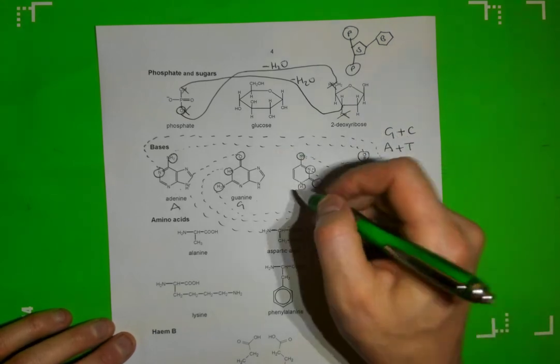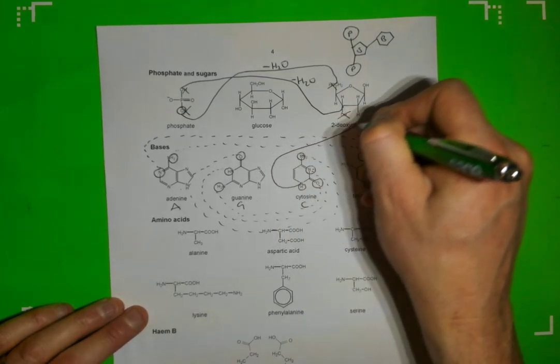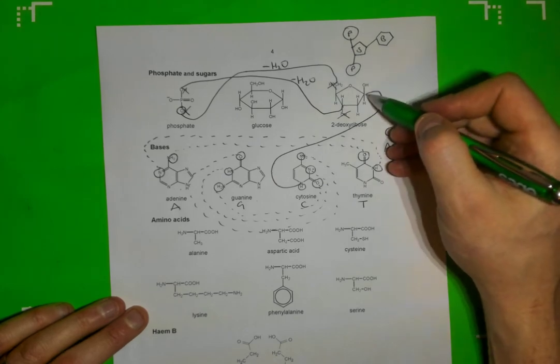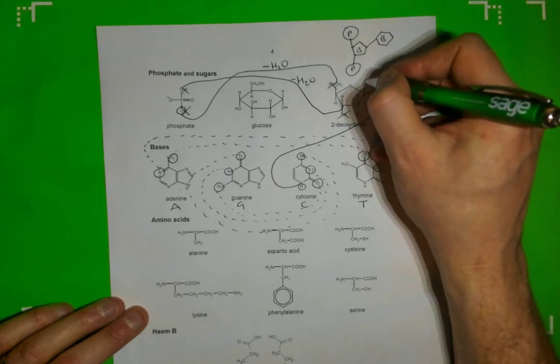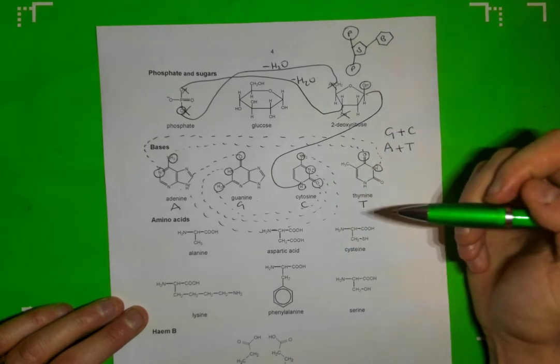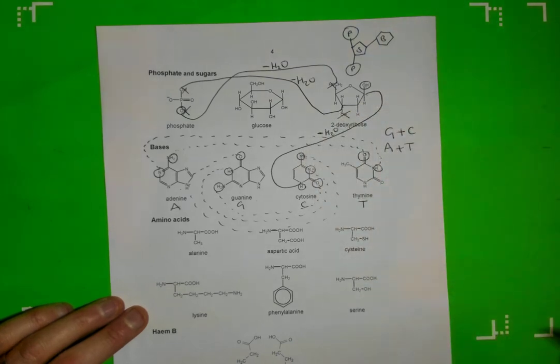And it bonds this nitrogen here. I'm going to draw a line from that hydrogen. It bonds to that carbon there. In order for that to happen, we need to lose that OH. So we've lost here an H and an OH. So that is a molecule of water again.